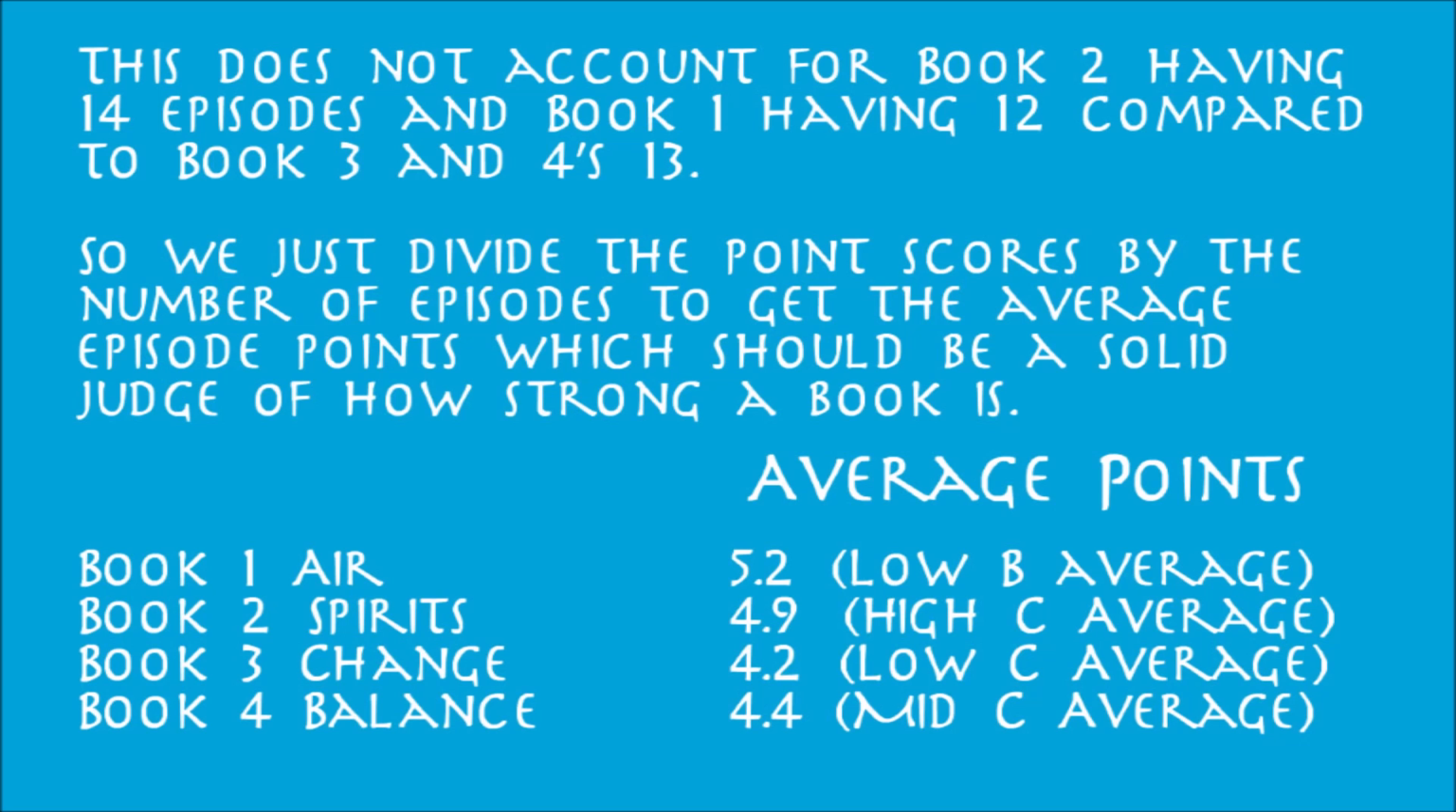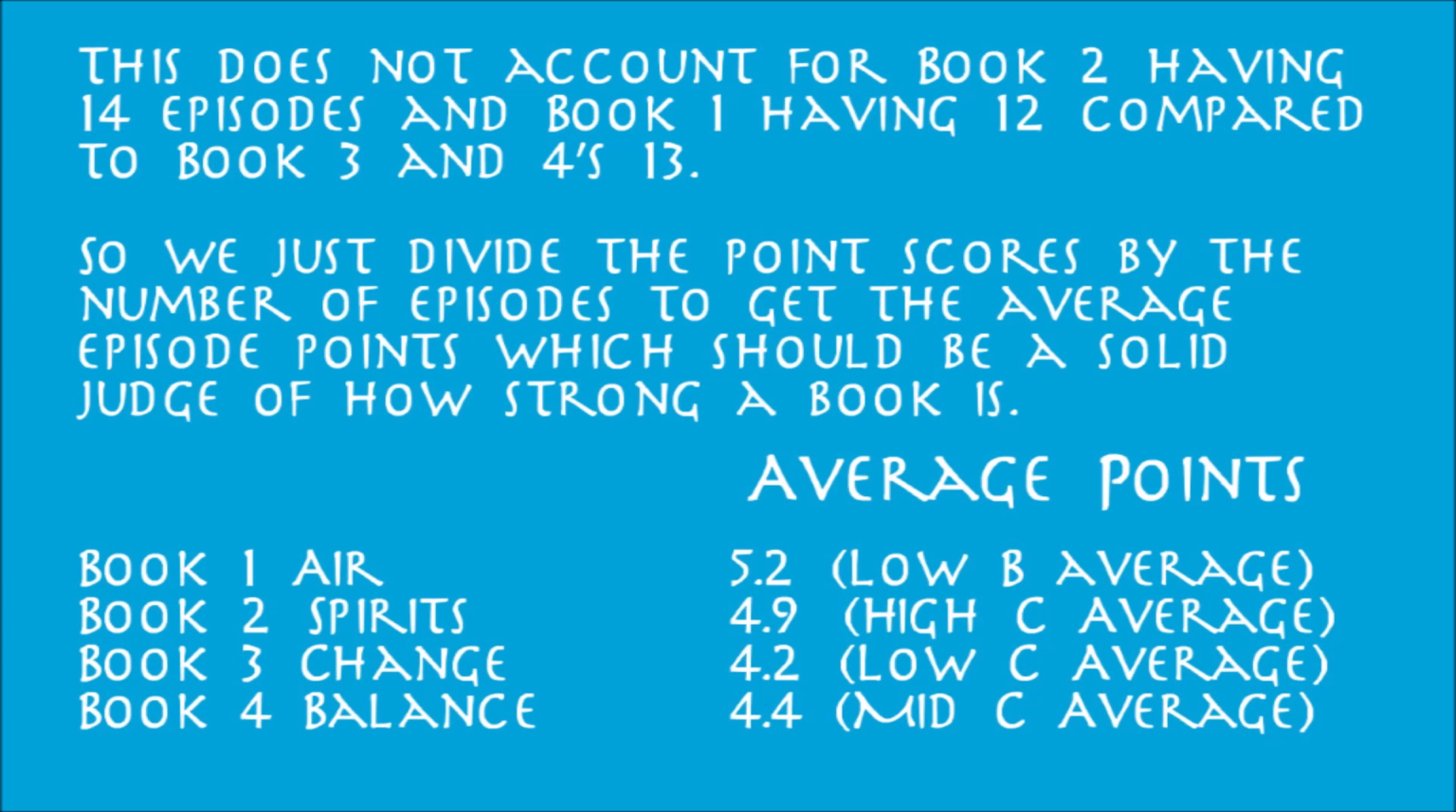Book 3, it's not fully in order. It's in book order here, but you can see Book 3 Change gets a 4.2, which is the lowest, a low C average, and then Book 4 gets a 4.4, which is a mid C average. But I think it's very telling that those are very close.